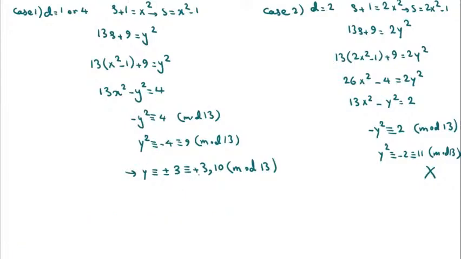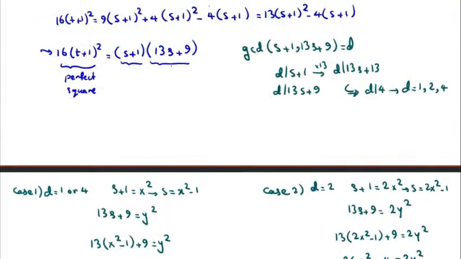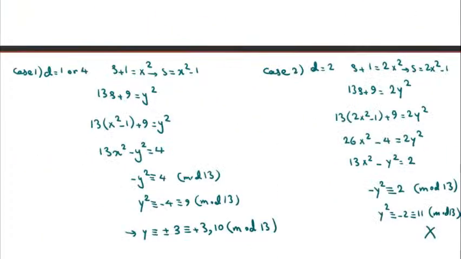And here we try to find the minimum y, because if y is larger, then s will be larger and other things will be greater. If x is increased, then s plus 1 will be increased, 13s plus 9 will be increased, then t will be increased, and also if s is increased, r will be increased here. So we want to find the minimum y.